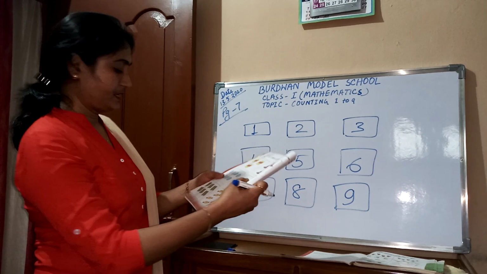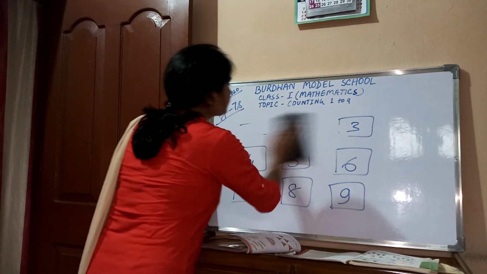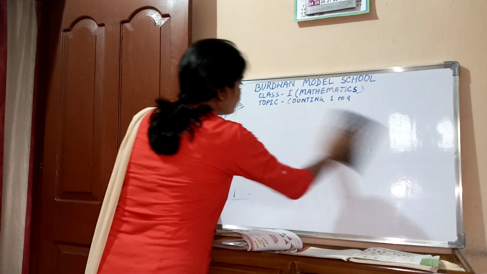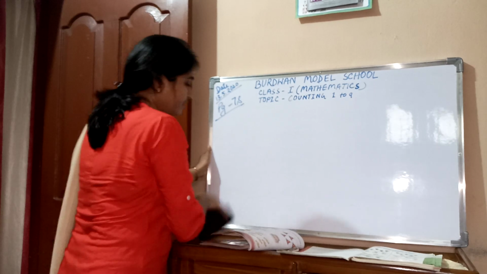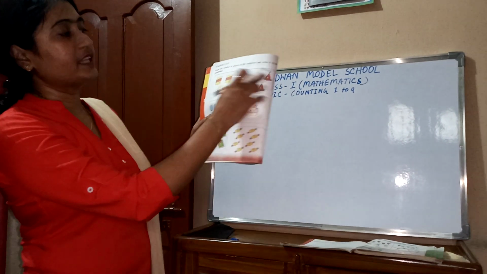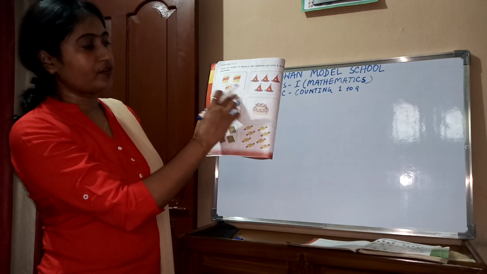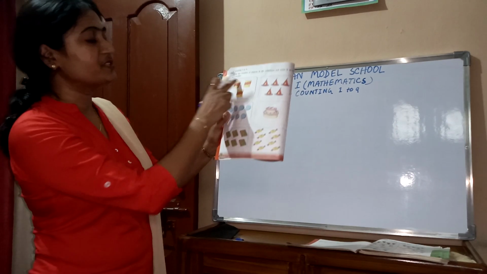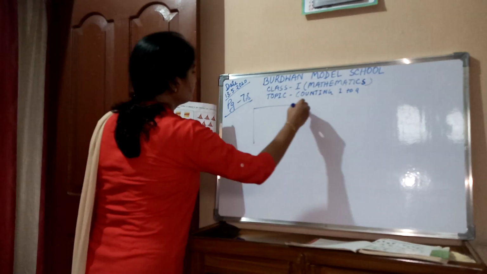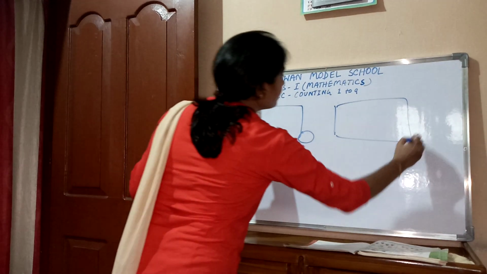Next page, page number 8. Please all of you turn over the page. The places are given over there. You just count and write the number. Now here, count the number of objects in the collection and write it in the placeholder. Here you have to write how many objects are in this picture. 1, 2, 3. Here you have to write down the count.